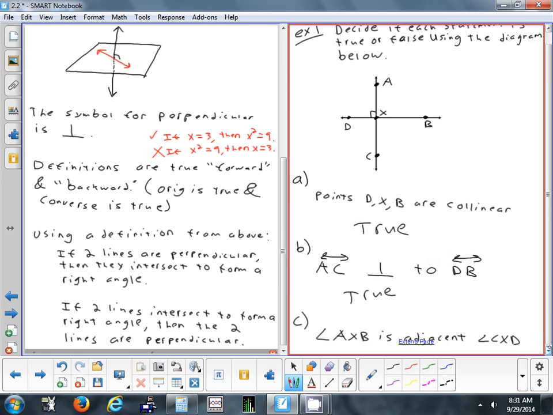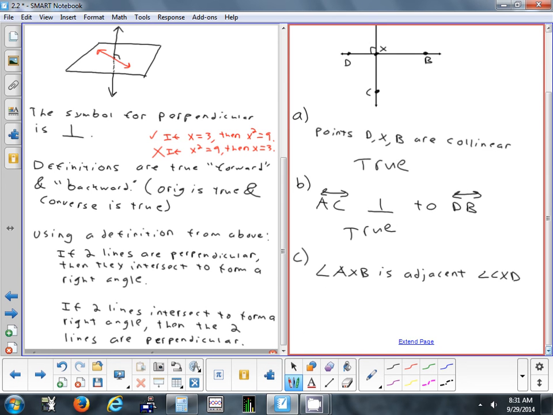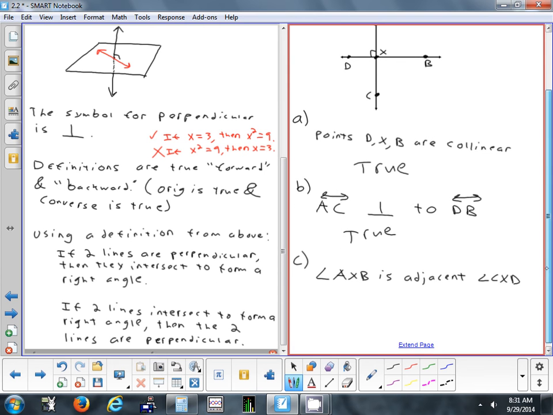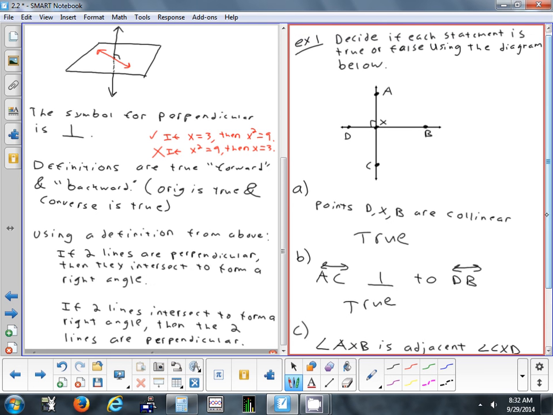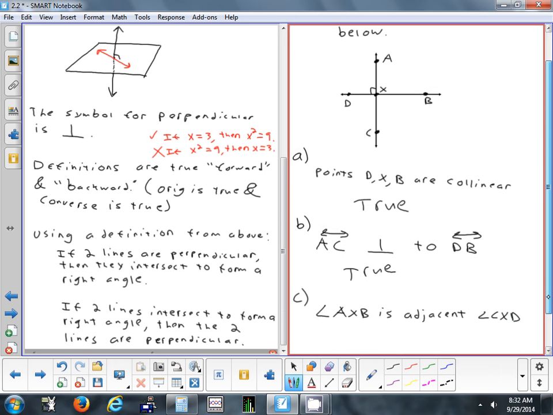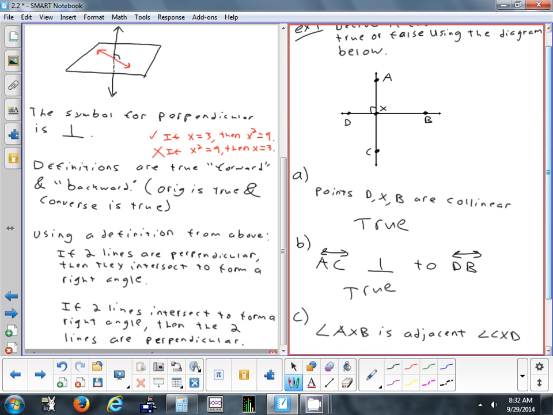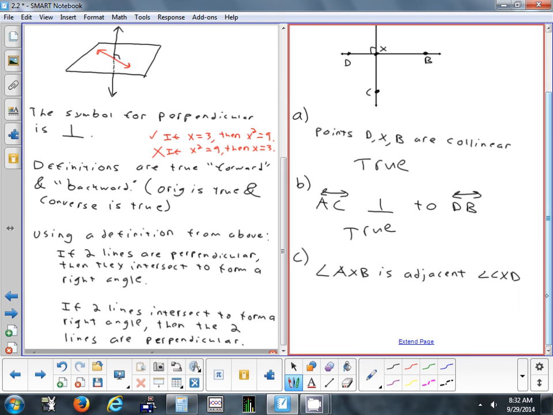Okay, and the last one. Well, actually, I think Luke already said this when he was describing. It says angle AXB is adjacent to CXD. AXB is the one on the right. CXD, that's a vertical angle. Okay, we talked about that earlier. So that's false. AXB and CXD are vertical. They are not adjacent. Any questions on that? All right.